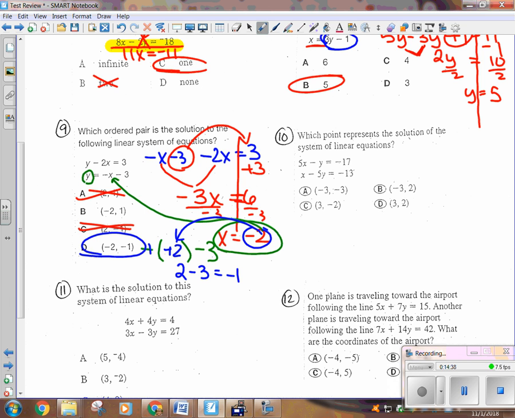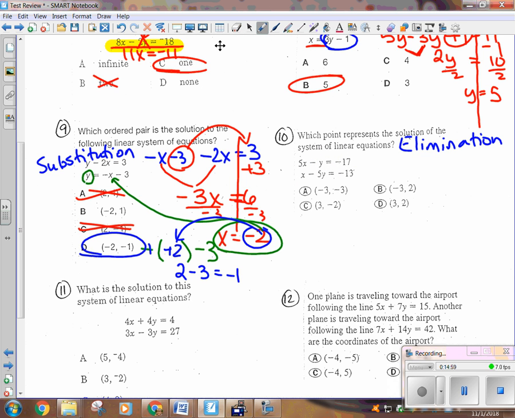Which point represents the solution of the system? 9 was set up to substitute. 10 is set up to eliminate. So we're going to do elimination. So remember, when you eliminate, you're trying to get your x's lined up, your y's lined up, and your numbers lined up across the equals. So they have to be set up very much that way.